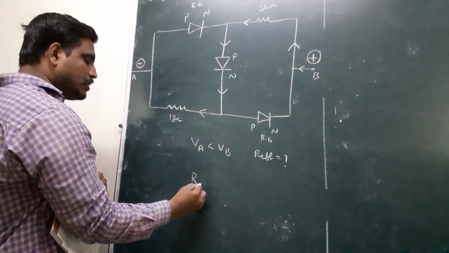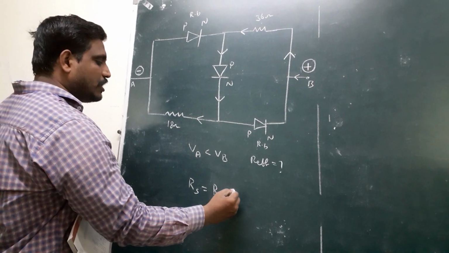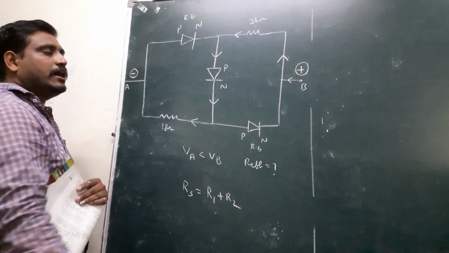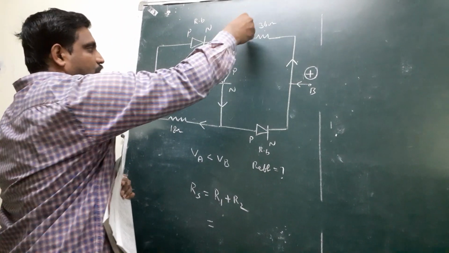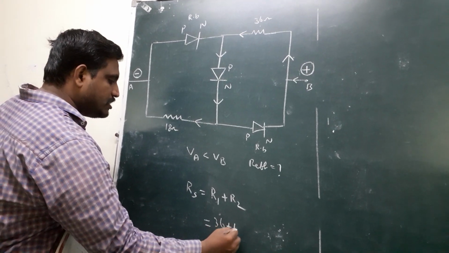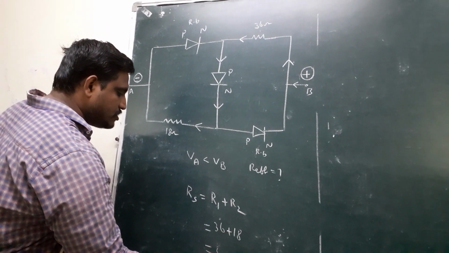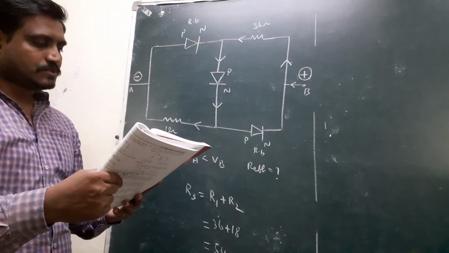Continuously flowing means this is a series combination. In a series combination, the effective resistance formula is R1 plus R2. In this path R1 is 36 and R2 is 18. 36 plus 18 is 54. This is the option.